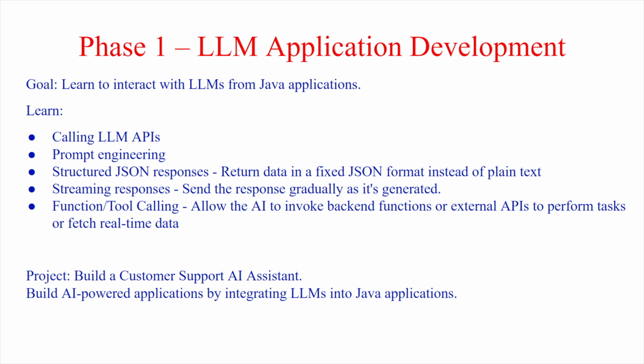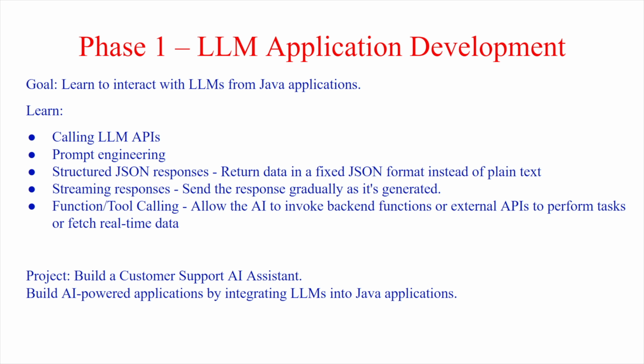Then you should also learn how to stream responses, so that the response is sent gradually as and when it is generated, rather than bombarding everything or making the person wait for a long time until it is generated. This is called streaming of the response. The last one is very important. The first point was giving a call to LLM APIs. The last one is function or tool calling, which is where you allow the AI to invoke our APIs or our external endpoints so as to perform the task of fetching real-time data.